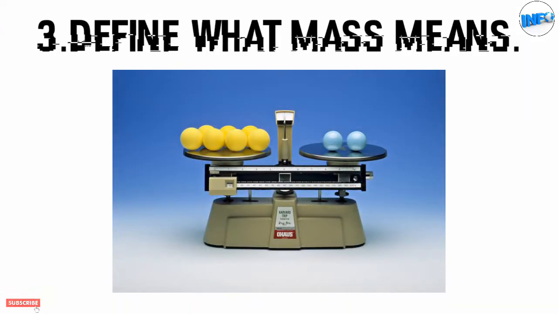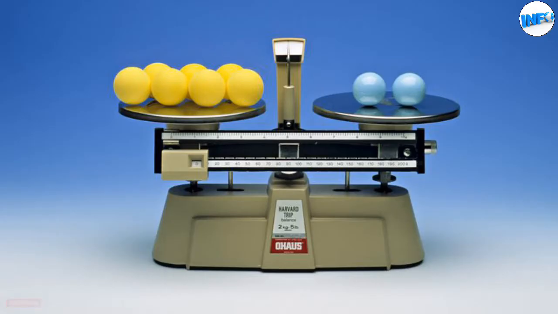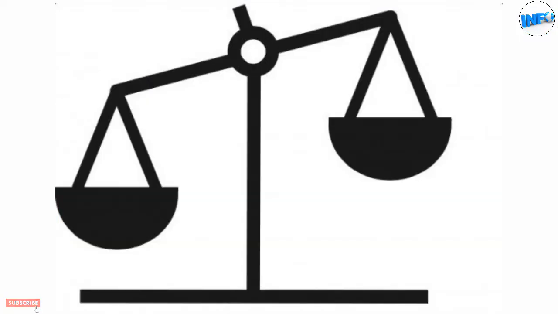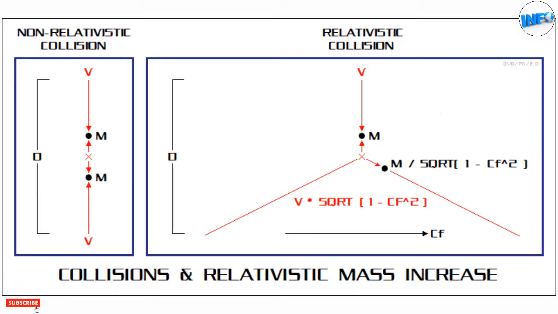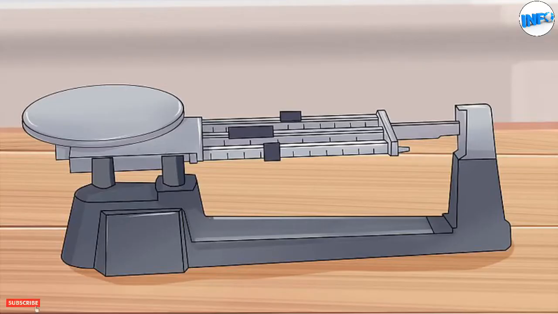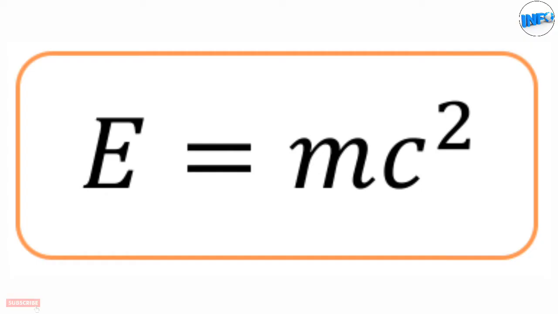Define what mass means. Mass is generally defined as the amount of matter in an object. There are also a few other definitions of mass. There exists invariant mass and relativistic mass. Invariant mass is mass that remains unchanged no matter what frame of reference you are in. Relativistic mass, on the other hand, depends on the object's velocity. In the equation E equals mc², m refers to the invariant mass.